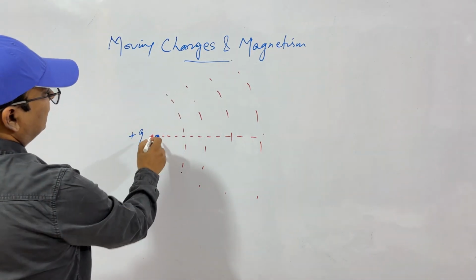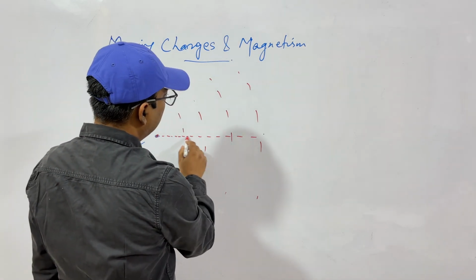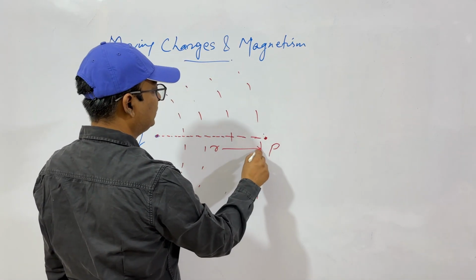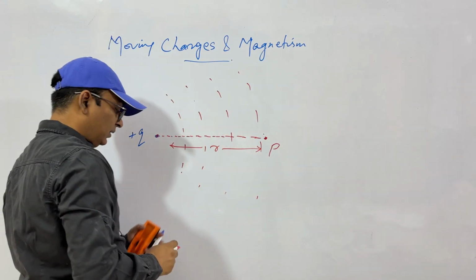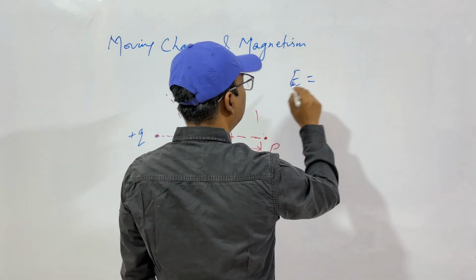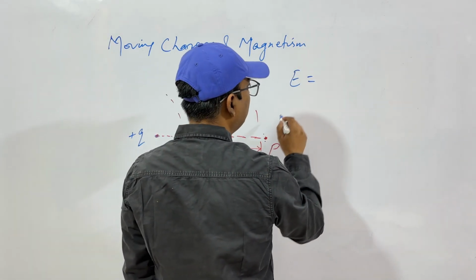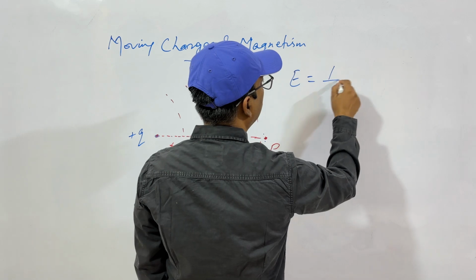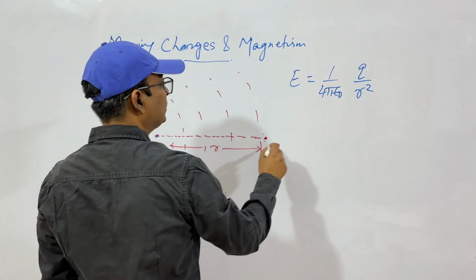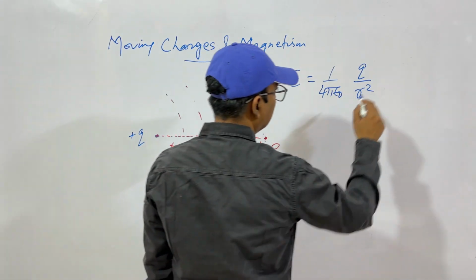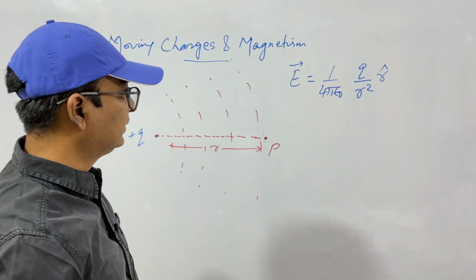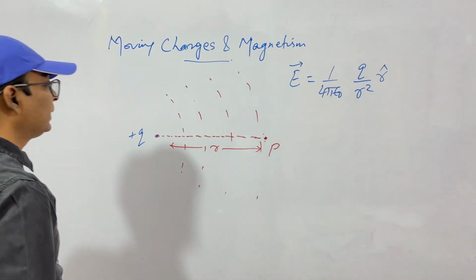So if this is our charge and let's say we are talking of this point in space which is r distant from this charge, then the electric field intensity at this point P due to charge Q will be equal to 1 by 4 pi epsilon 0 Q by r square. And if the unit vector in the position direction is r cap, our electric field is a vector quantity which is given like this. We have already discussed these things.